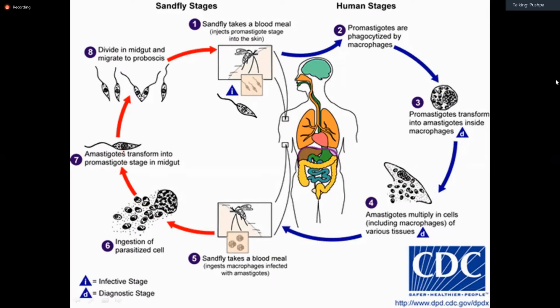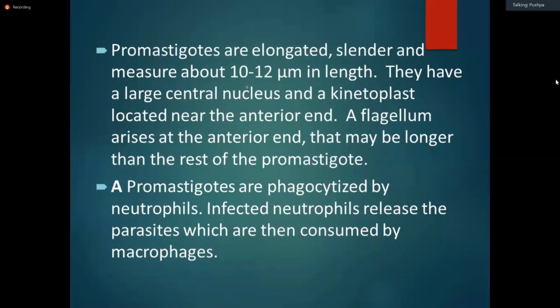They transform into the promastigote, which is a flagellated form. You can see it's a flagellated form having a nucleus and a kinetoplast, and they migrate to the proboscis, and then they take the blood meal and again infect. So this we discussed, the parasite.